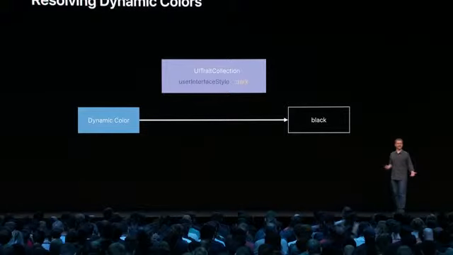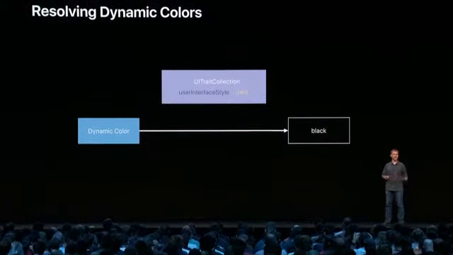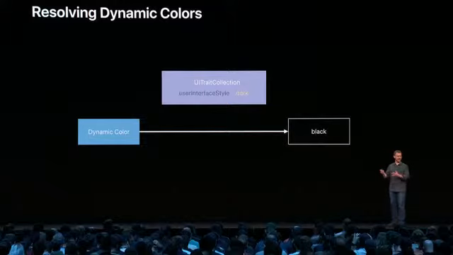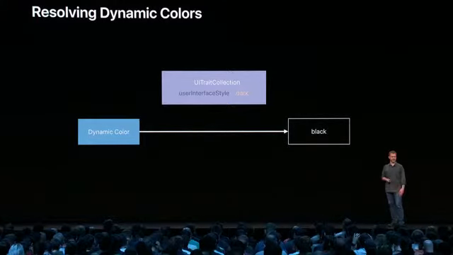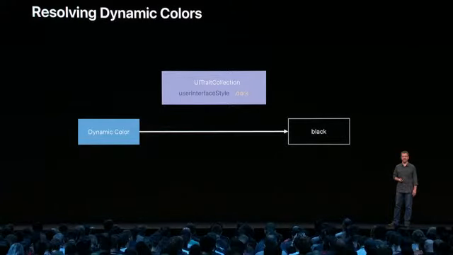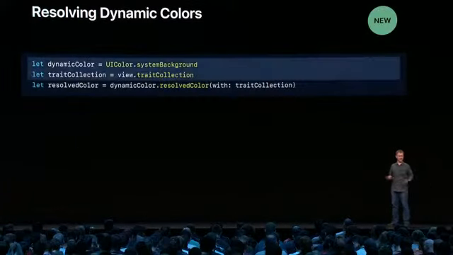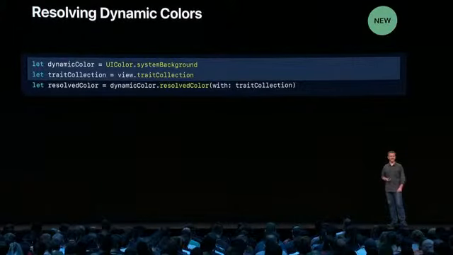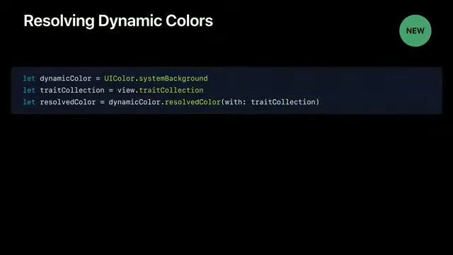Now, dynamic colors are resolved using a trait collection. So it's the combination of a dynamic color and a trait collection that determine the final resolved color. Now, normally this happens automatically, but if you need to resolve a color yourself, you can do that. Let's say we have a dynamic color, and we've gotten a trait collection from a view. If we want to resolve that color, we just say dynamic color, resolved color with trait collection. It will return a fully resolved color that isn't dynamic anymore. So this is safe to call on any color. If that color wasn't dynamic, it would have just returned itself.